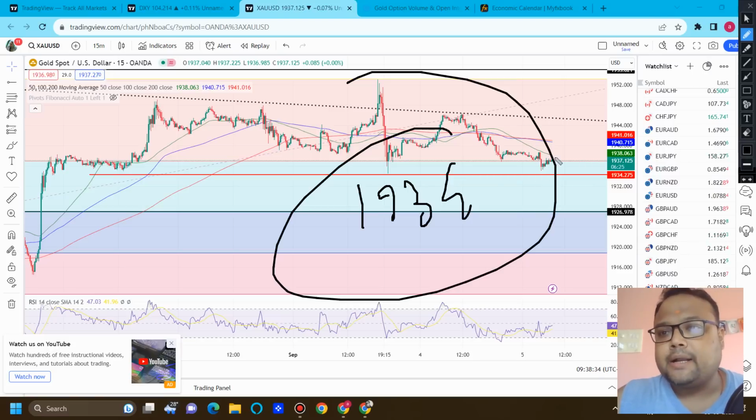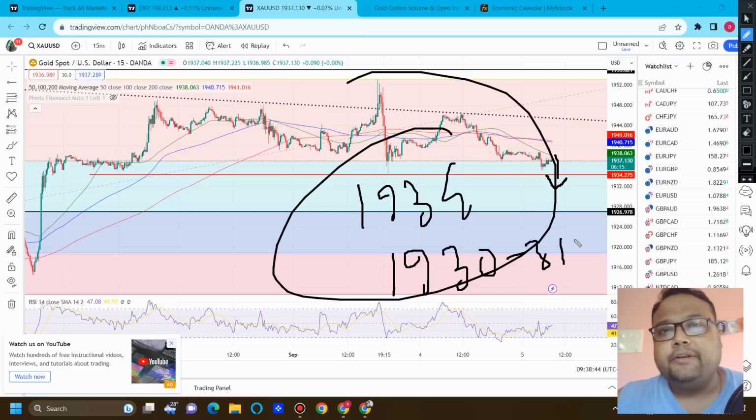Because in case the market drops below 1934 and the dollar starts going up, there's a possibility that gold will be moving towards the 1930, 1931 level. Day traders, scalpers, you can look for a quick scalping opportunity of 20, 25, 30 pips below the 1934 level, but keep in mind this trading opportunity is a little bit risky.